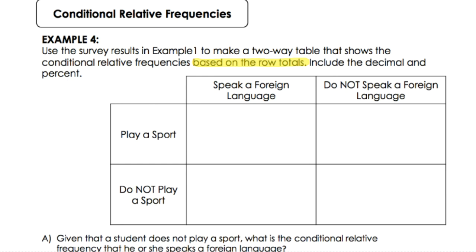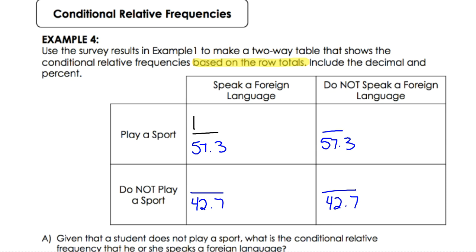So in this case, we are taking everything based off of those row totals from the previous problem. So the row totals in the previous problem, for plays a sport, the row total was 57.3. So that means that both of these are going to be out of 57.3. And the row total for does not play a sport was 42.7. So we're dividing by the total percentage of the row. From there, we're then going to take our percentage from that spot.